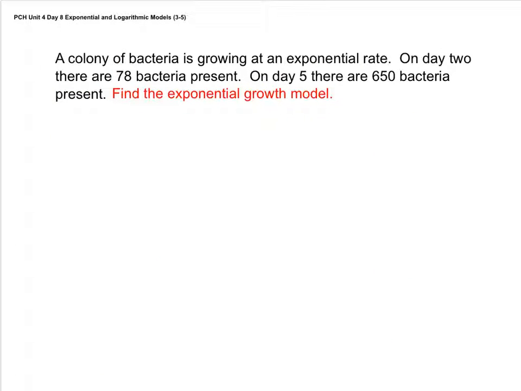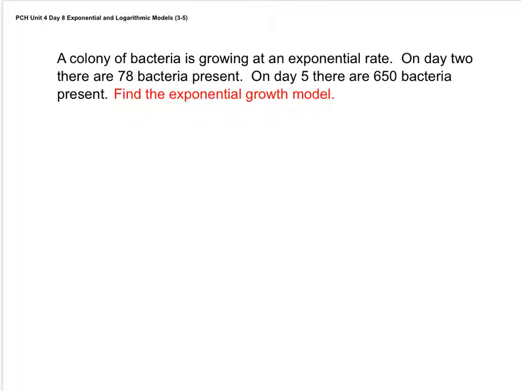All right, so one more example here of finding an exponential model. We have a colony of bacteria growing at an exponential rate. Obviously, bacteria are going to grow constantly, not at a certain rate per day or something. On day 2, there are 78 bacteria present, and on day 5, there are 650 bacteria present. So it's growing pretty rapidly, it seems. So we have here our 2 points.